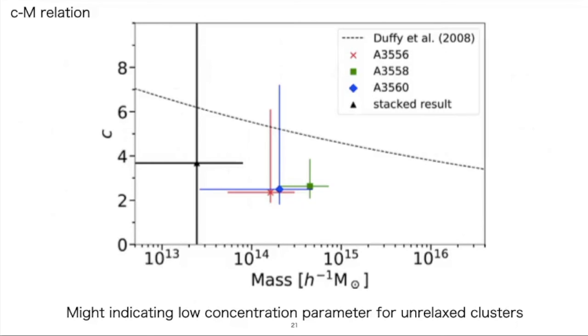Okay. And we also investigated the mass and concentration relation. The horizontal axis shows the mass, and the vertical axis shows the concentration. As I have already said, the weak lensing signal from the low mass clusters is very weak, so it's quite hard to give a tight constraint on the concentration parameter for such low mass clusters. So I just showed the result for massive clusters.